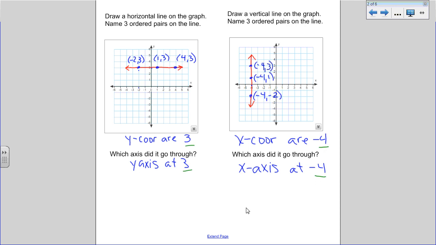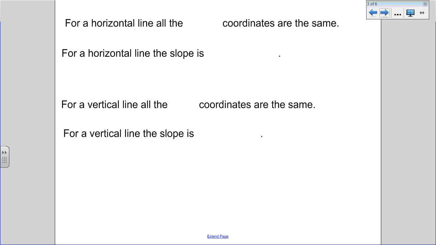Ladies and gentlemen, those are not coincidences. What our y-coordinates are is where we go through the y-axis. And on a vertical line, what our x-coordinates are is where we hit the x-axis. So how is this going to help us write equations? Well, here's some things we're going to know about all horizontal lines. For any horizontal line, all of the y-coordinates are the same. For a vertical line, all of the x-coordinates are the same.